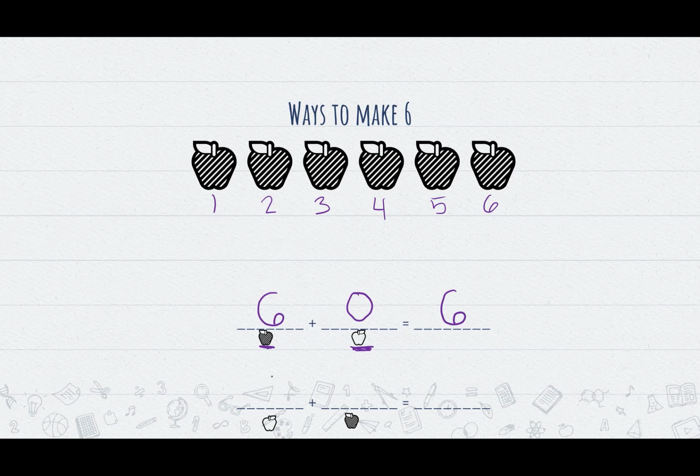And we can write this another way too. If we start with our plain apples, we don't have any plain apples, so we write the number 0 here, and then we add our striped apples. We know we have 6 striped apples because we counted them. We still have 6 apples. So you can write 6 plus 0 equals 6, or you can write 0 plus 6 equals 6, because there's still going to be 6 apples.